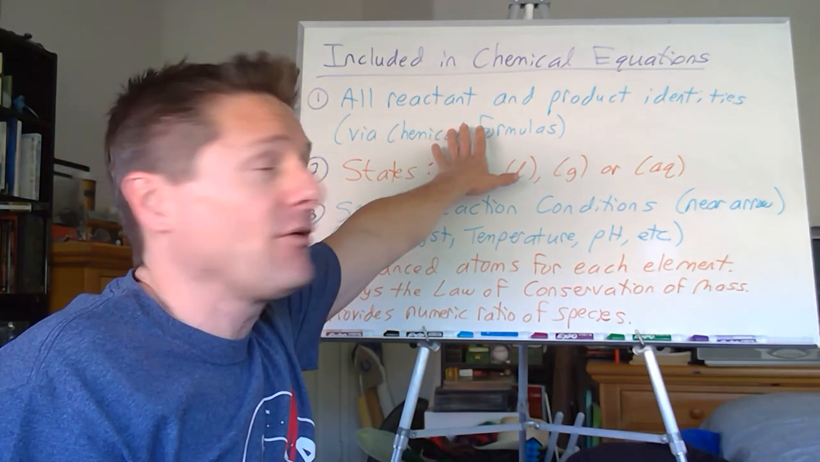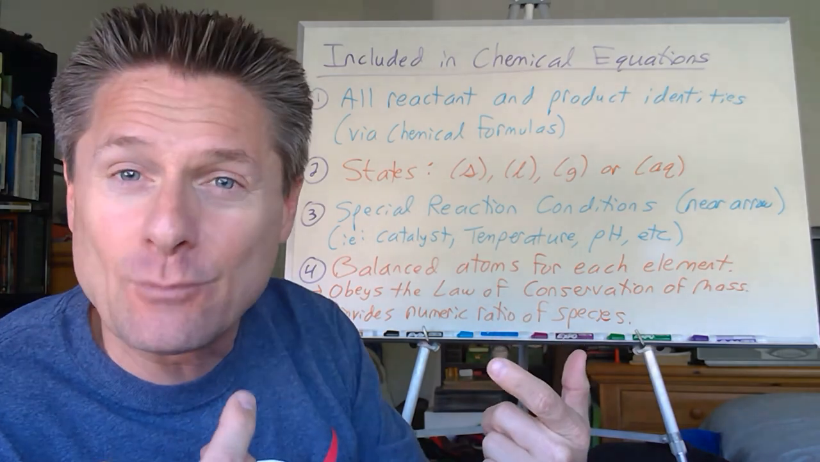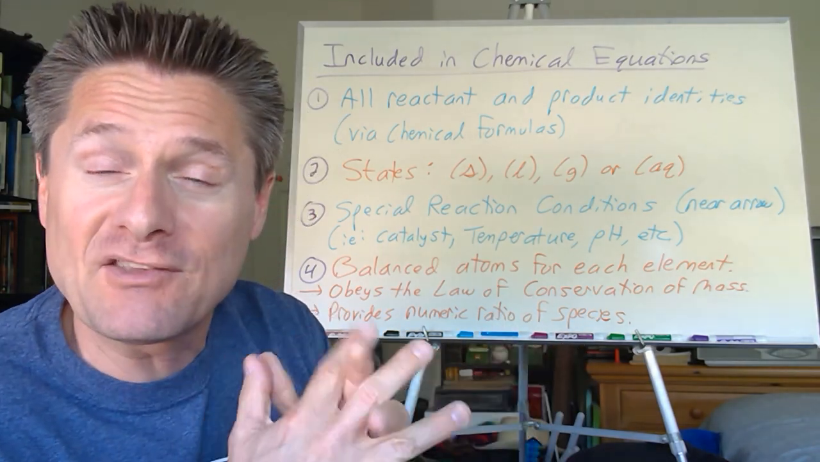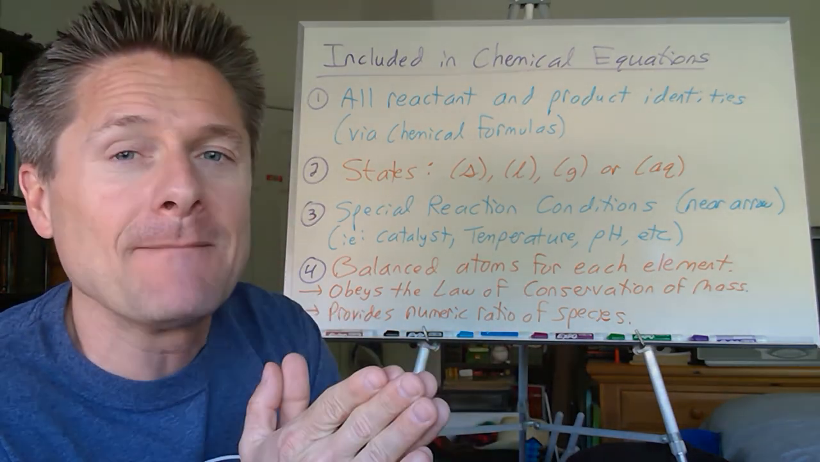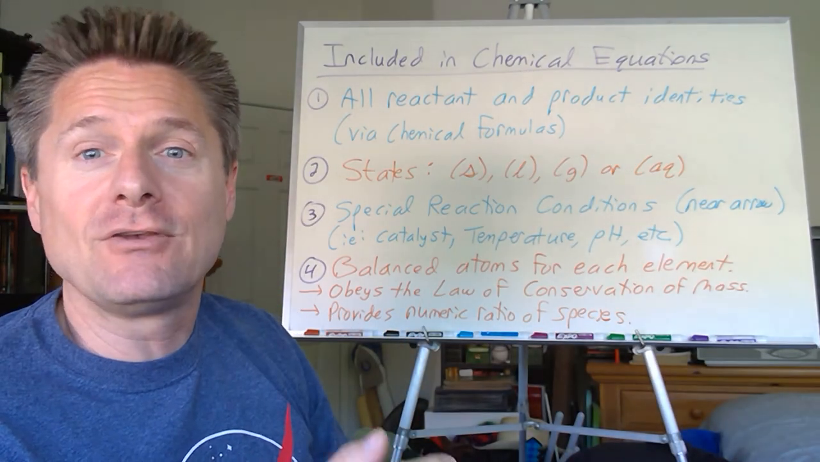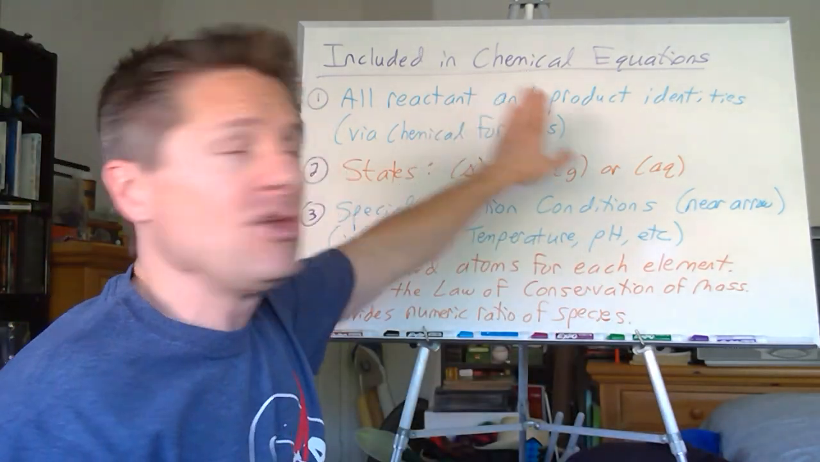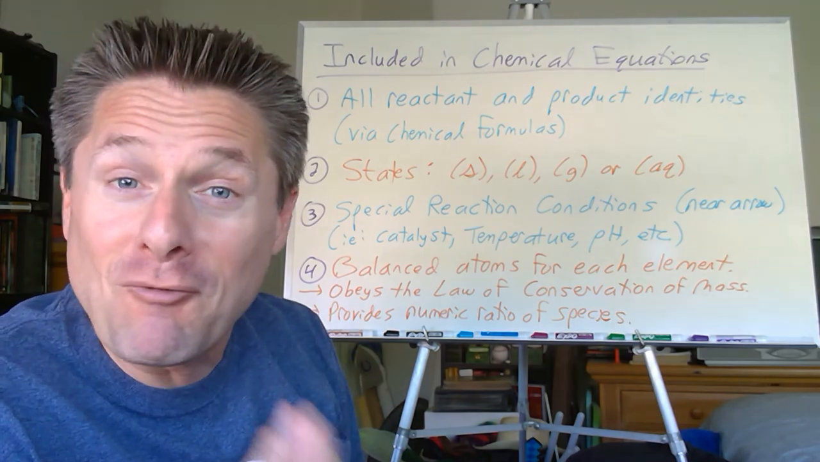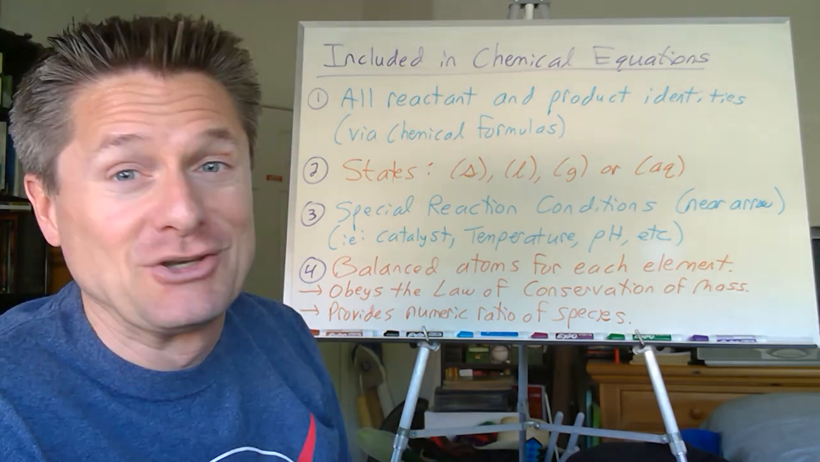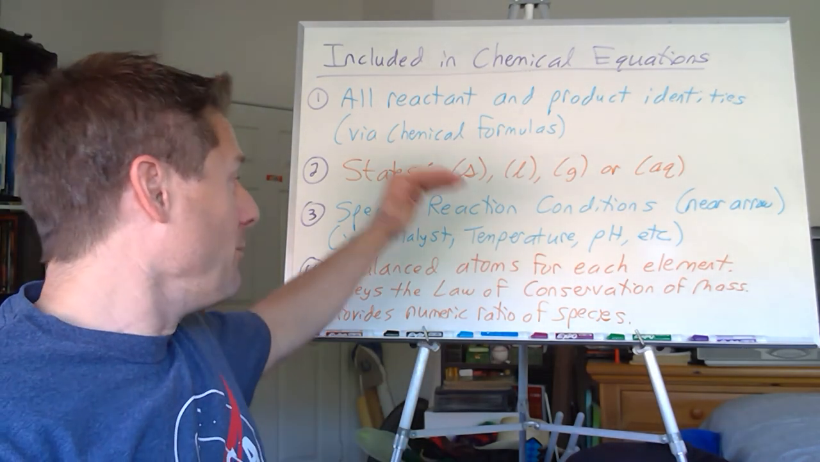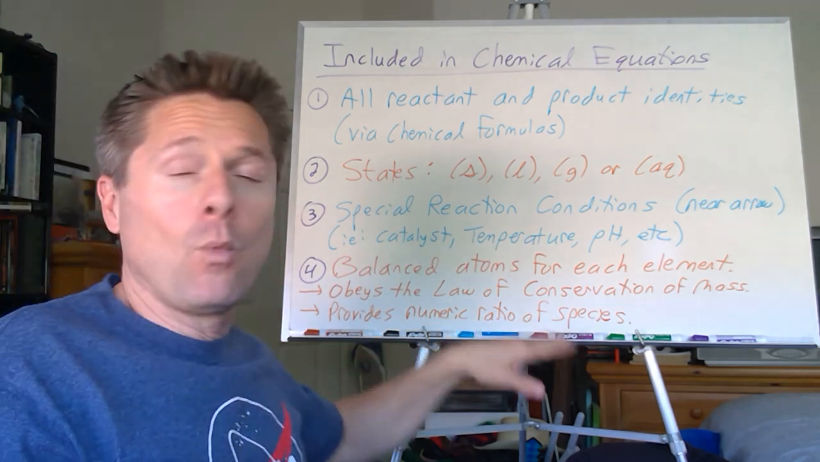And always, always, always do this last. You have to have the reactant and product identities, which is the atomic ratio of the elements in that species. That's what sets its identity. Then you balance it. Don't try to balance something before you have the reactant and product chemical formulas. It's just going to destroy this whole process. So make sure you do it in this order.